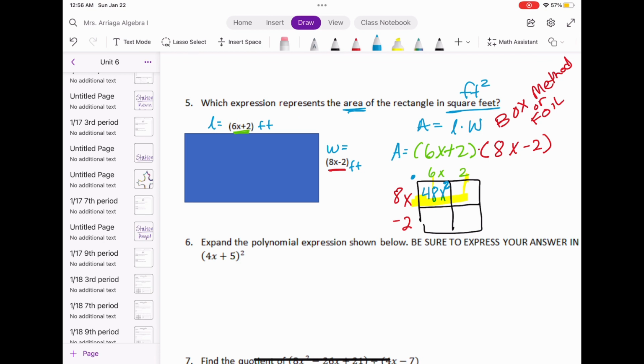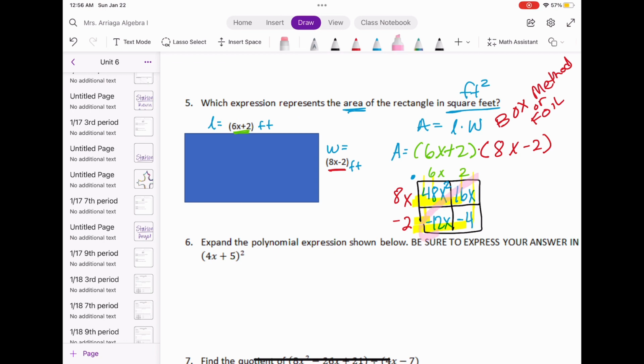We multiply 6x times 8x to get 48x squared. Now let's multiply that 2 with the 8x and we get 16x. We multiply the 6x times the negative 2 to get negative 12x. And the last box, we multiply 2 times negative 2 and we get negative 4.